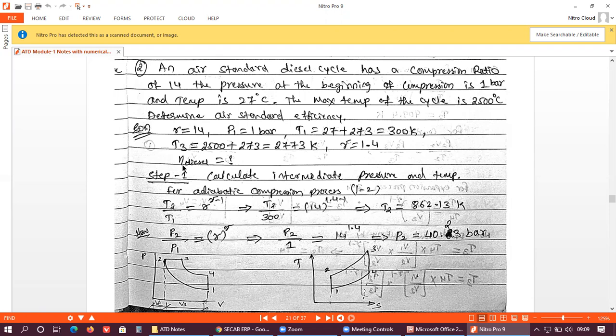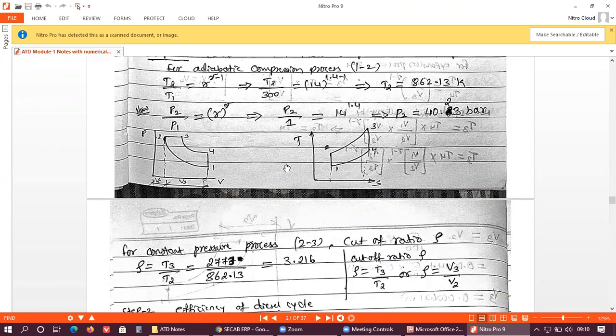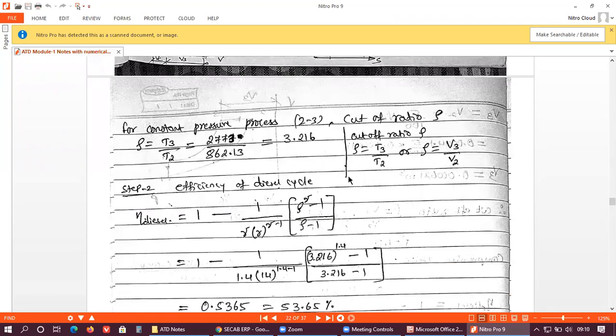Okay, so we need to calculate here the efficiency of the diesel air standard cycle. To calculate this, we need to calculate some intermediate pressures and temperatures. As you go to the bottom, you can see that rho is required. So what is this rho? It is the cutoff ratio. It is given by either T3 by T2, this is the first equation, or you can go with V3 by V2.